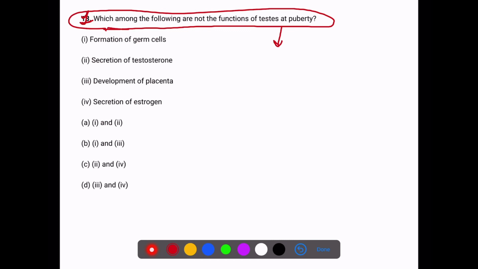So which among the following are not functions of testes at puberty? You have to tell which is not a function of testes at puberty: formation of germ cells, secretion of testosterone, development of placenta, secretion of estrogen. This is the easiest for you to answer.